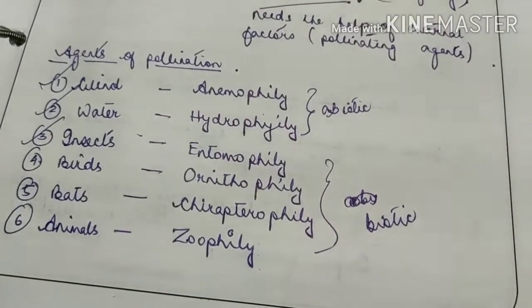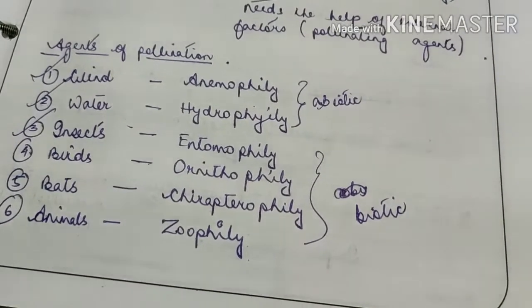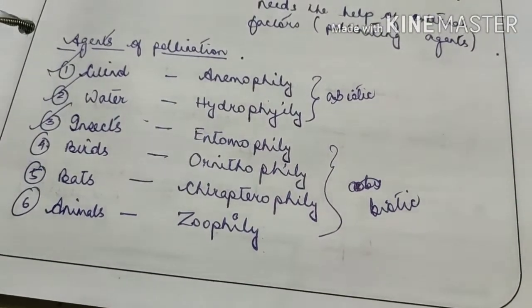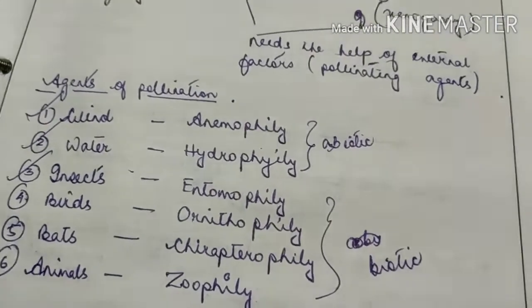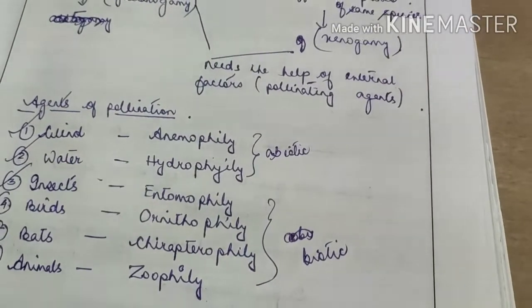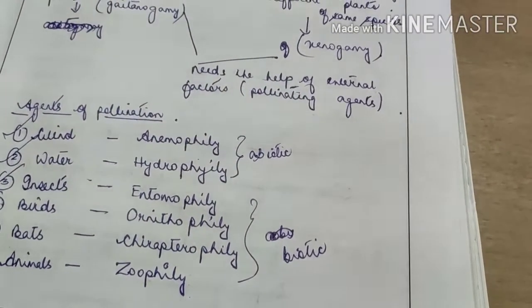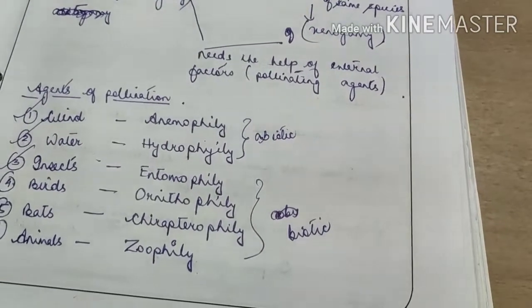Birds, bats, animals, all these also take part in the process of pollination in the same or another way. So normally insect pollinated flowers are very brightly colored, they have good fragrance, they have nectar, and the pollen grains are sticky in nature. They stick to the legs of the insect.